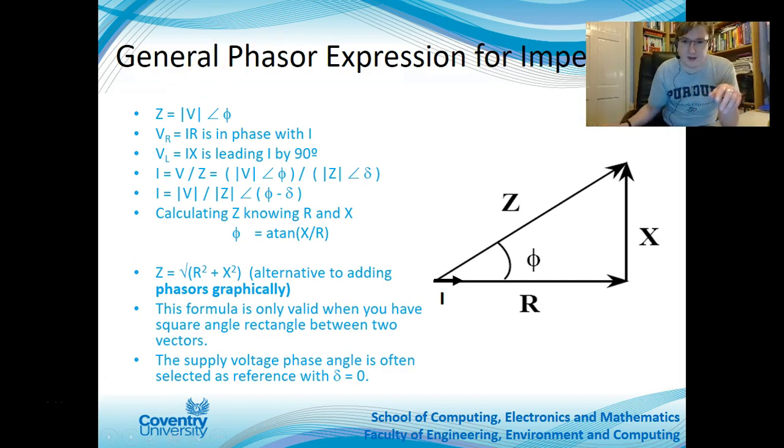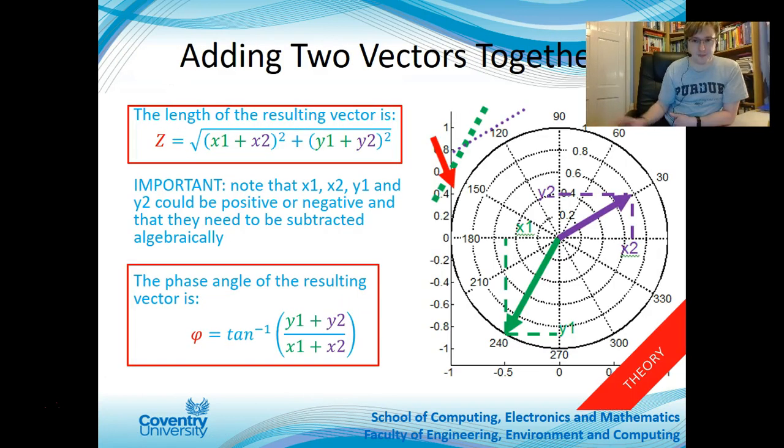And our Z term here, we get from trigonometry: Z equals the square root of R squared plus X squared. But that only works if you have a right angle between the two. The bottom point on this is that the phase angle of the voltage supply is usually set to be 0, as I've already said, to make it easier to calculate your shifts.